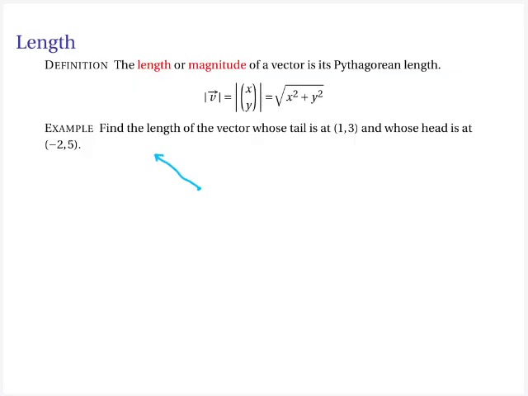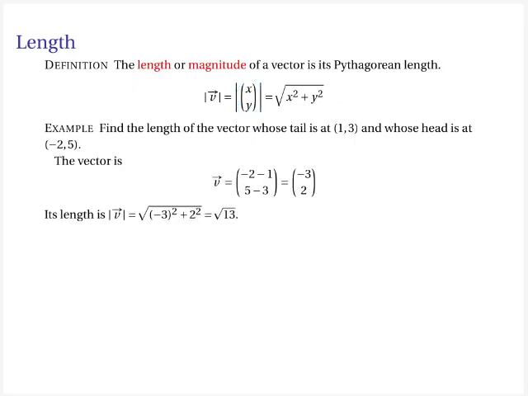So you have to figure out the description of that vector first, and then take the square root of x squared plus y squared. If the tail is at 1, 3 and the head is at minus 2, 5, then the change in the x component is to go backwards by 3, and the change in the y component is to go up by 2. Then finding the length is just a question of taking the square root of the sum of the squares.